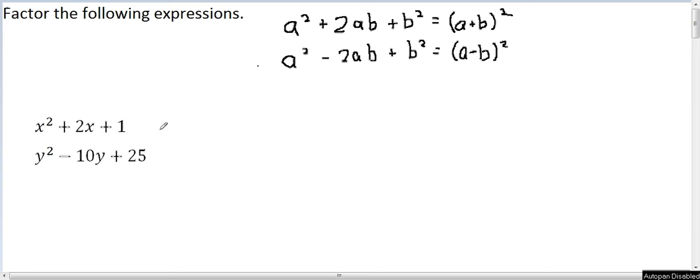expressions. The first expression is x squared plus 2x plus 1. So if we try to match up the sign here, we see that this is a plus sign. So we'll go ahead and use the first formula to factor this expression. So if we take a look at the first term, the squared part matches up. And in place of a, in our expression, we have x. So let's go ahead and try to replace a by x in our expression.